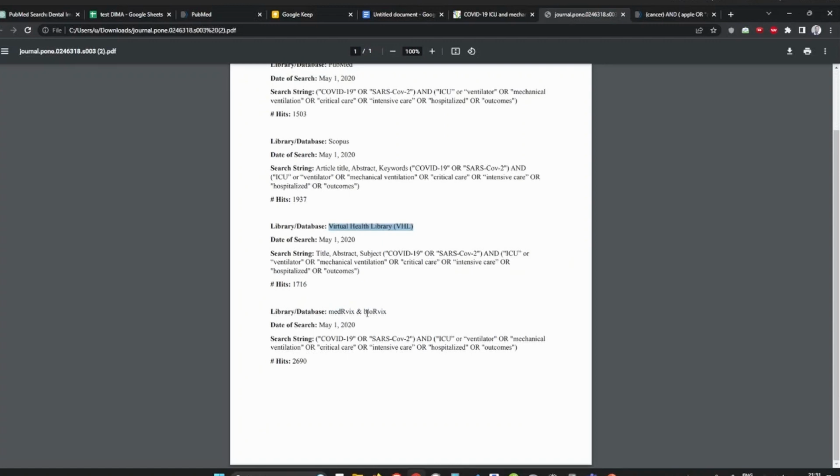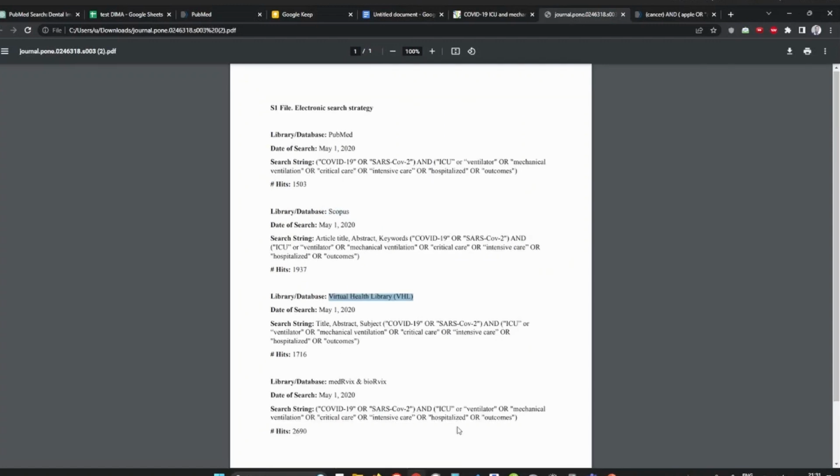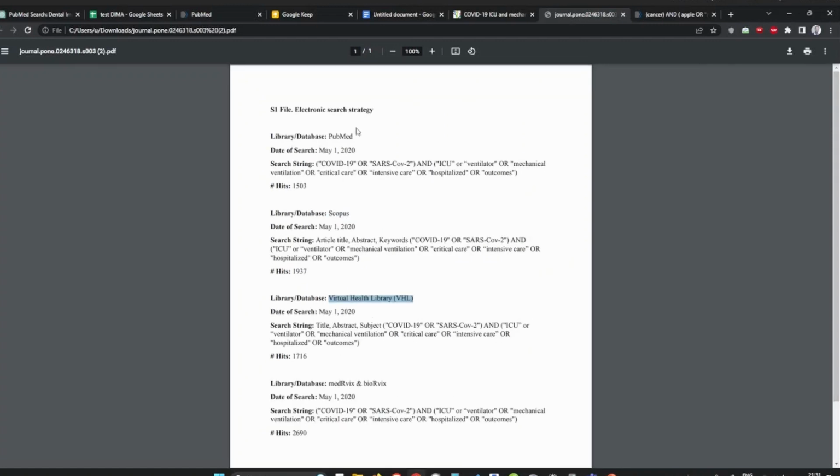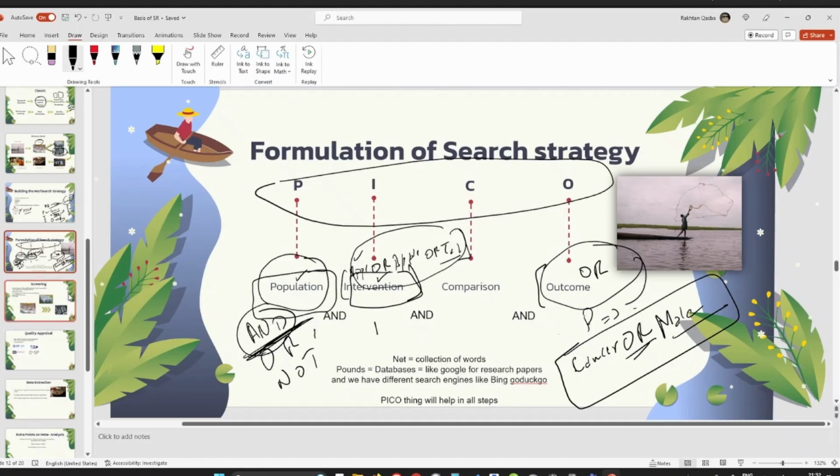They've used 4 different databases here, for example. They're putting in the search strategy and doing the same thing in different databases, right? So this is the search strategy. Once again, the same thing: the net will be the search strategy. We form a search strategy, we form a net, we put it into the different databases, we get our papers, we can get our fish.